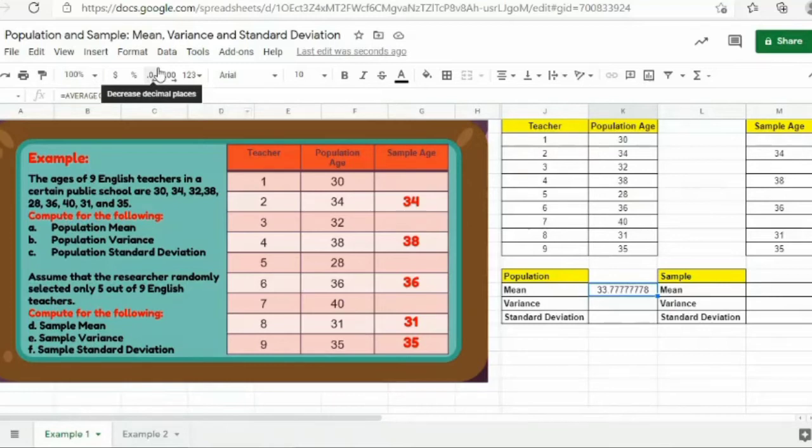Decrease the decimal places, let's say 2 decimal places. Just click it. So I will have 33.78 for my mean. How about for the variance?